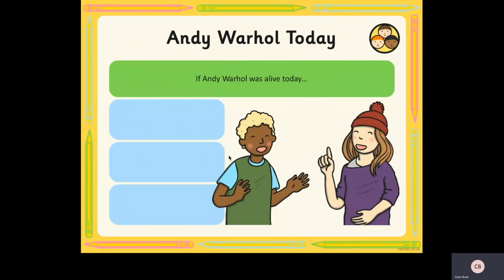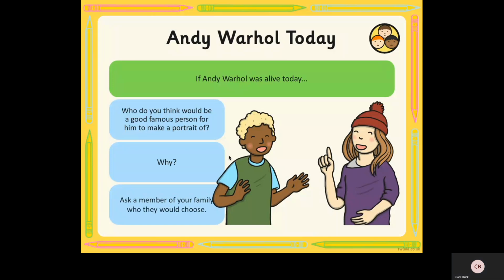If Andy Warhol was alive today, who do you think would be a good famous person for him to make a portrait of? Would it be a footballer? Pop star? Taylor Swift? Who would you choose? Maybe a politician or somebody who is making changes in the world today. Have a think about why you would choose that person. And then ask a member of your family who they would choose.